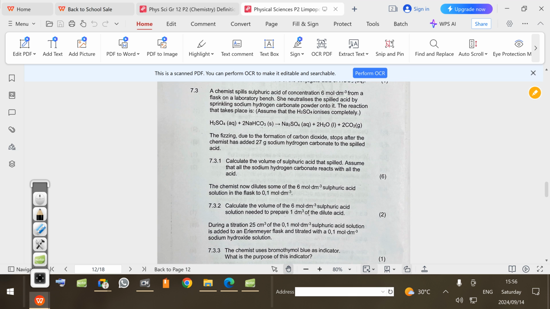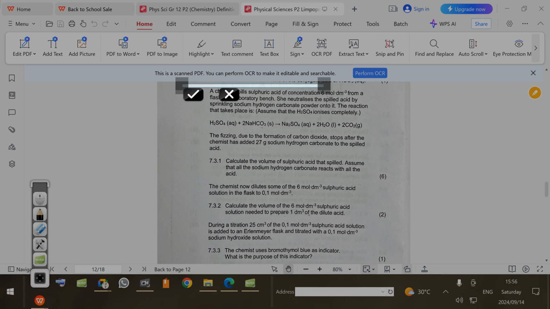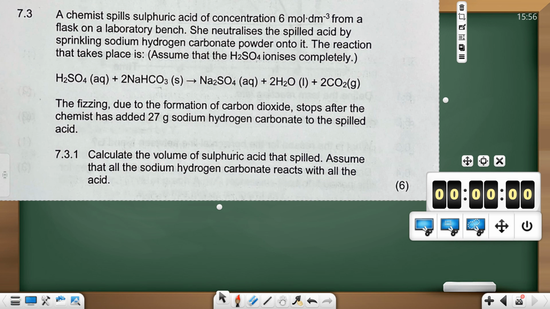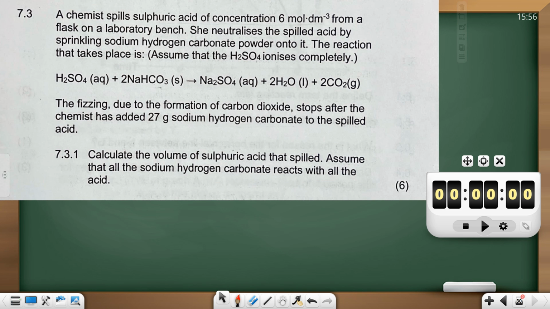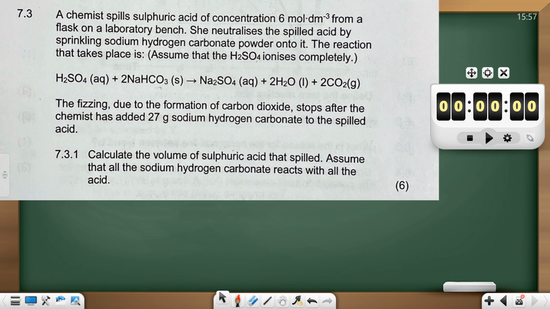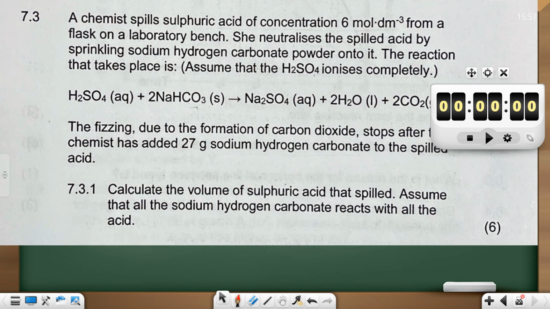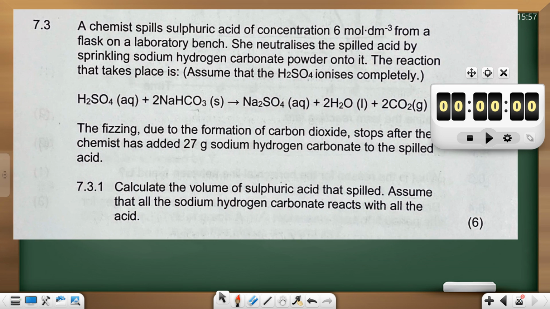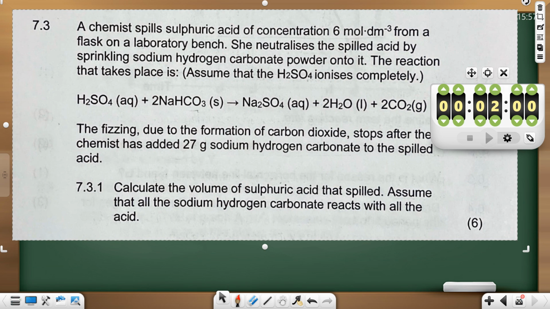7.3 now. We're going for the big guy. All right, 6 marks. There we go. I need you to make an attempt. Remember, the idea is not to get a 0. 6 marks, I'll give you 8 minutes.